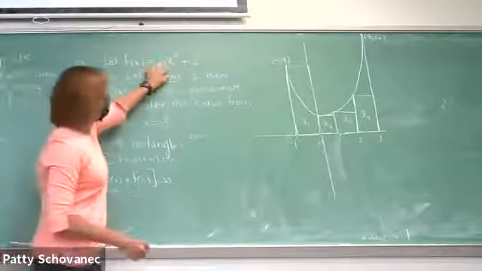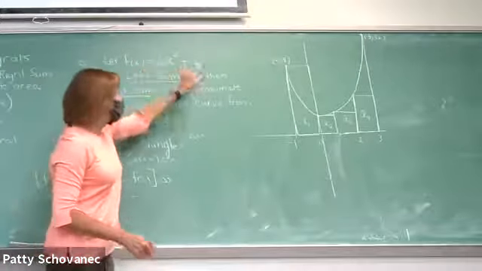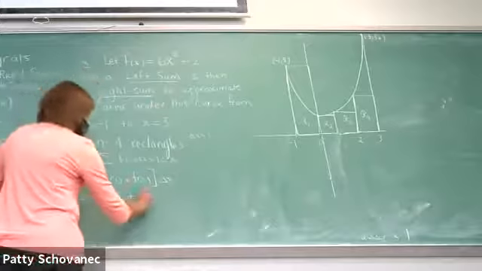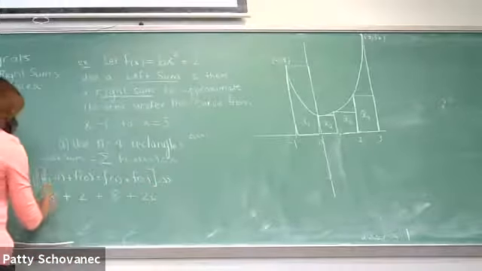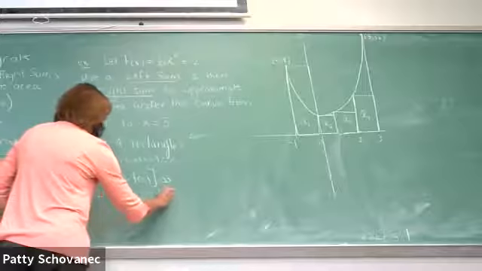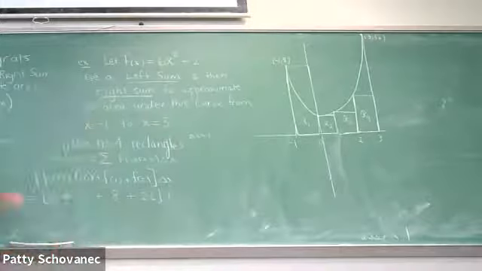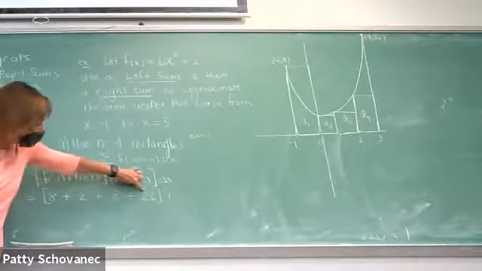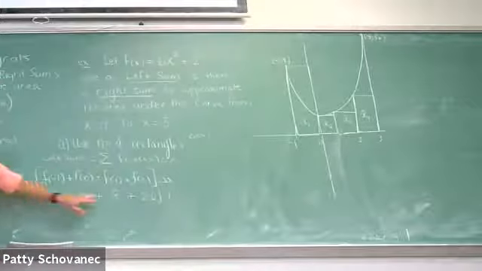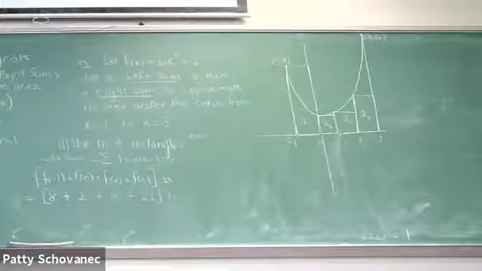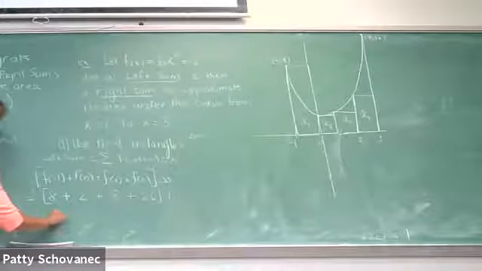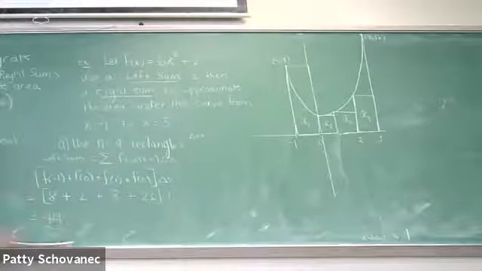26. 2 squared is 4, times 6 is 24, plus 2 more is 26. And then we said delta x was 1. And so I have 10 plus 26 is 36, plus 8 is 44. So that's roughly 44 square units of area.